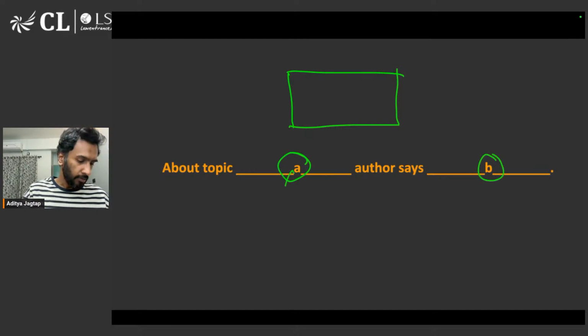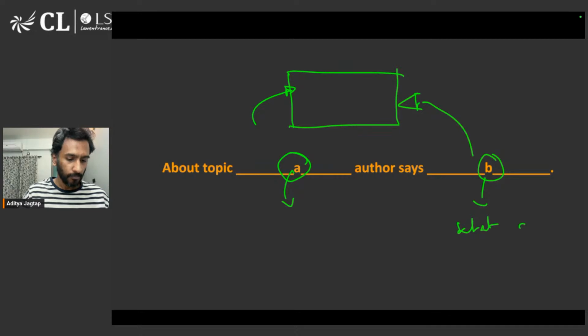By the way, these blanks A and B are to be filled. I'll discuss that blanks A and B are to be filled using the author's words, right? So actual words from the passage. Blank A will give us the topic, and blank B will give us what the author is saying about the topic specifically.